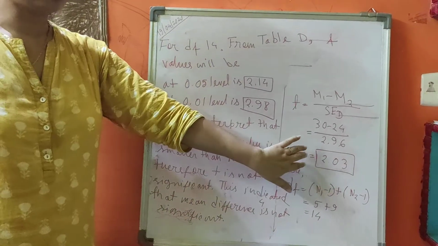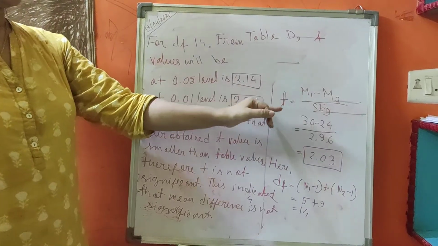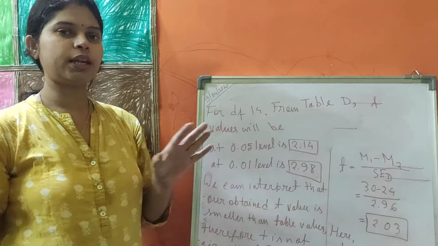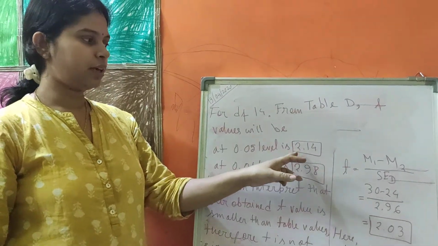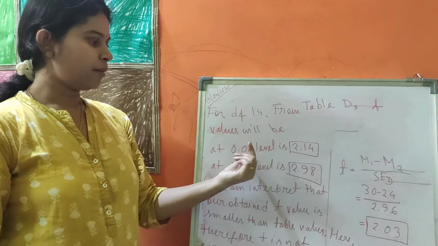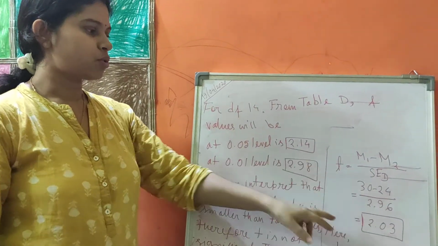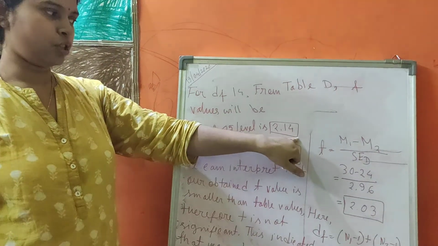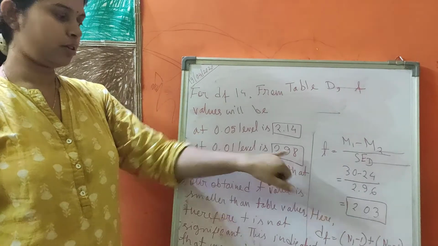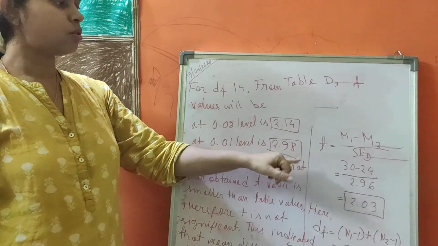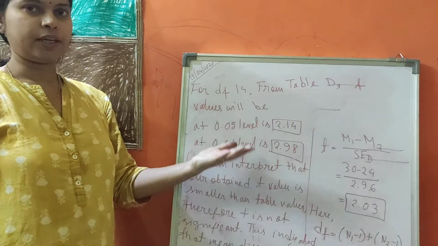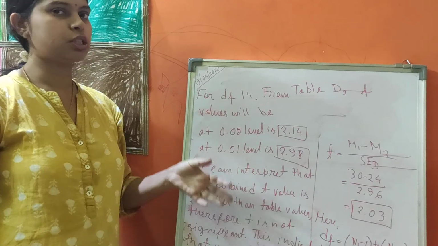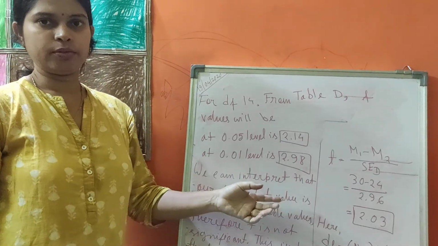In case our calculated t value is larger than the table values, then it will be significant. Sometimes we can have a value which is larger than the t value at one level, maybe the 0.05 level. So the t value can be larger than the t value at the 0.05 level but smaller than the 0.01 level value. Then we will say that the t value is significant at the 0.05 level but not at the 0.01 level. This is how we will interpret our calculated value. Thank you.